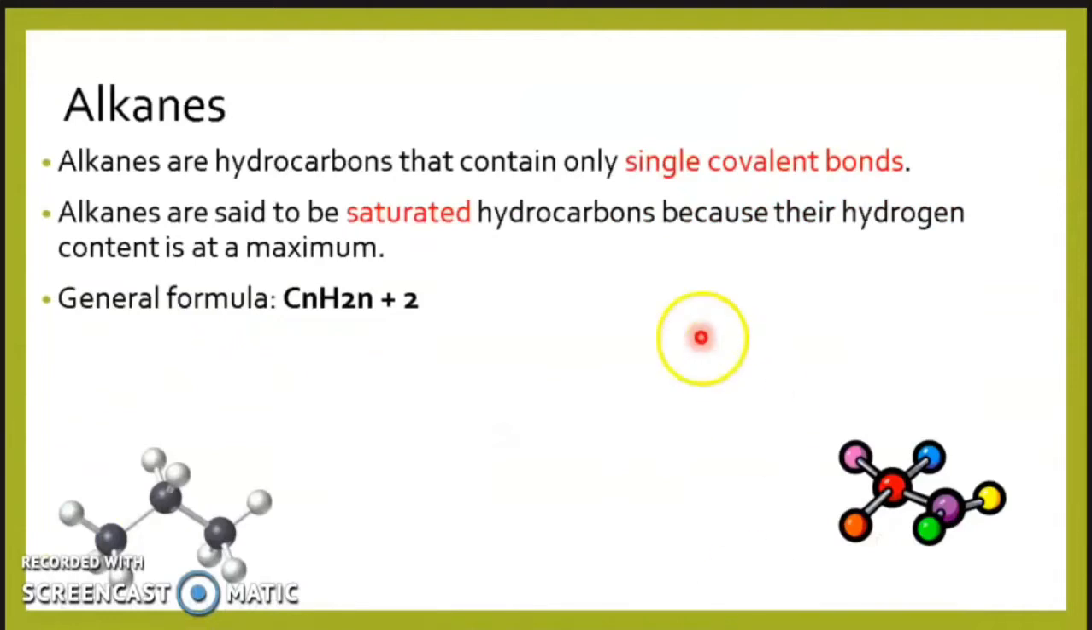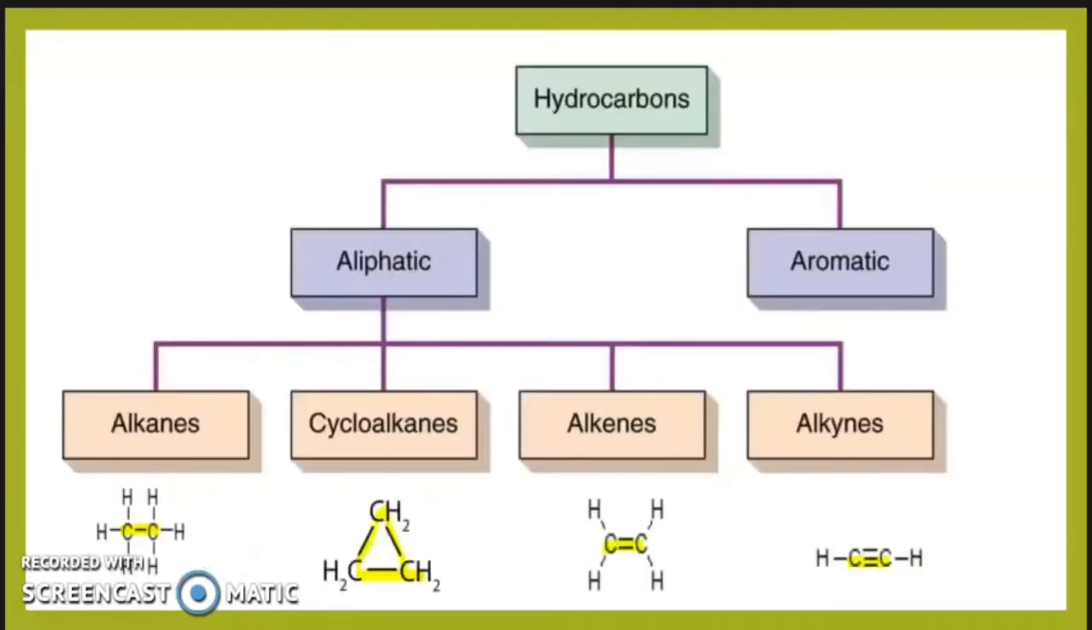Now, alkanes, as you know, contain only single covalent bonds. They are said to be saturated hydrocarbons because each carbon is bonded to the maximum number of hydrogen atoms it can bond to. Now, if we take a look at this previous slide, you can see that the carbon atom is bonded to 3 hydrogen atoms, and that's the maximum number of hydrogen atoms it can bond to.